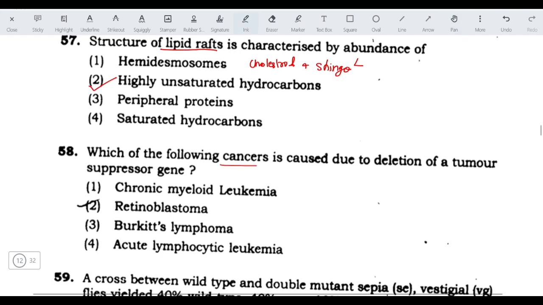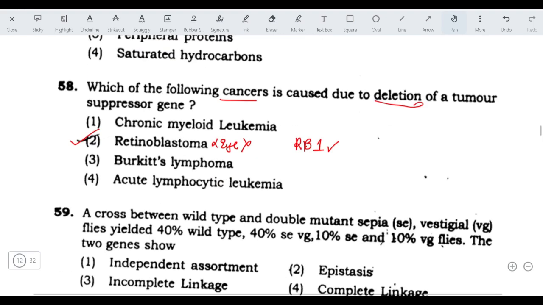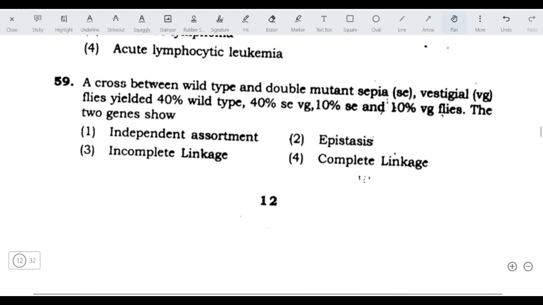Which of the following cancers is caused due to deletion of a tumor suppressor gene? The answer here is retinoblastoma, which is cancer of the eye. It is caused by loss of both alleles of the tumor suppressor gene RB1. This question: a cross between wild type and double mutant sepia, vestigial flies yielded 40% wild type, 40% se vg, 10% se, and 10% vg flies. The two genes show, the answer here is incomplete linkage. 80% are parental, 20% are recombinants. It indicates there is partial or incomplete linkage.